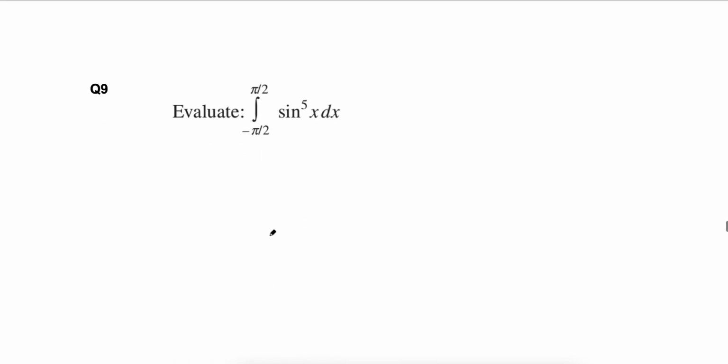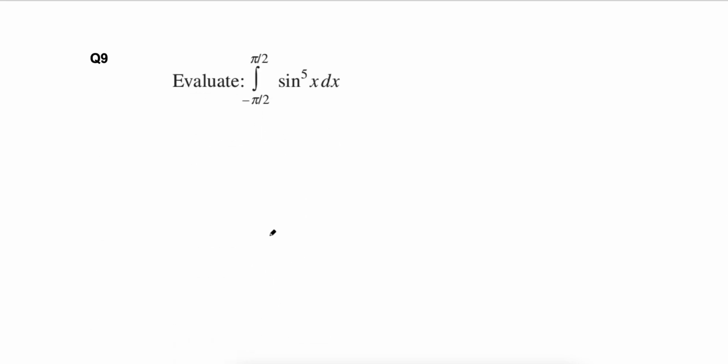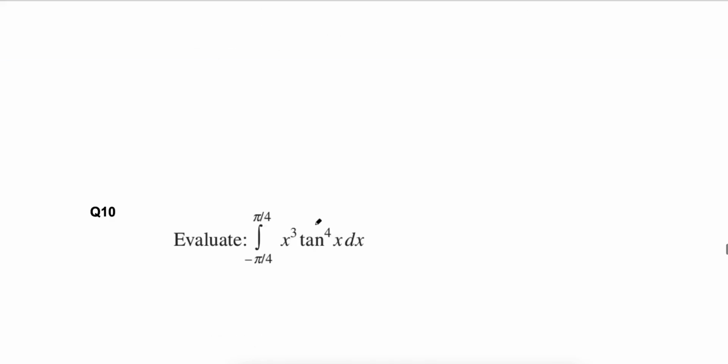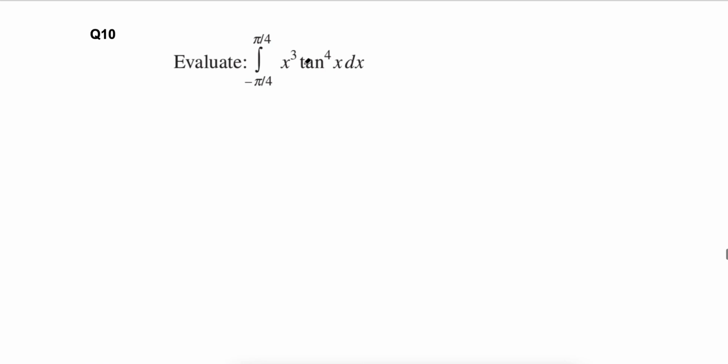Next, no need of solving. sin^5 x is an odd function. So from minus a to a, odd function, integration is 0, finish. This is also an odd function because this is the even function, this is the odd function. Product of odd and even is always odd. So this total is an odd function. From minus a to a, value 0.